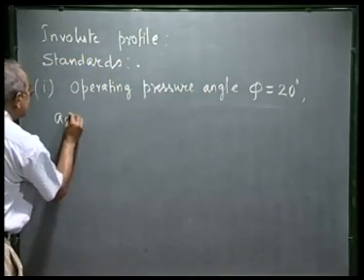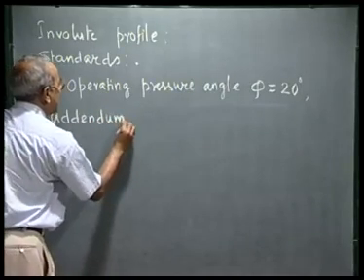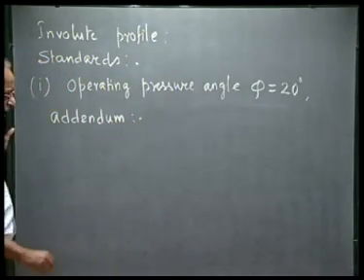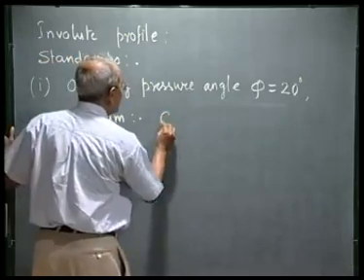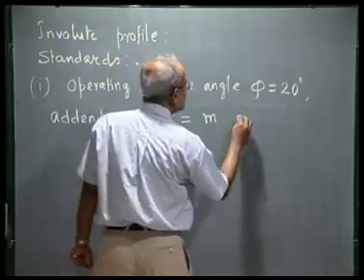Similarly, the value of the addendum, which we defined earlier, A, is equal to the module, where M is module.